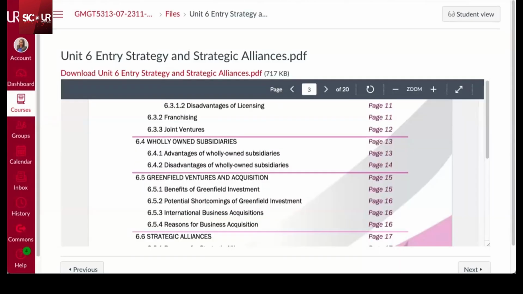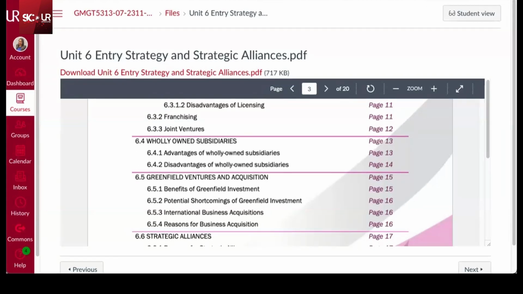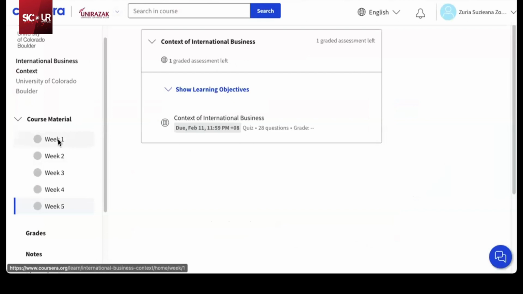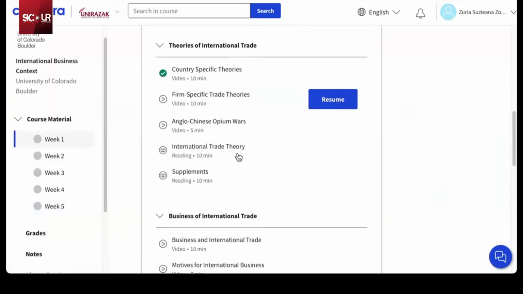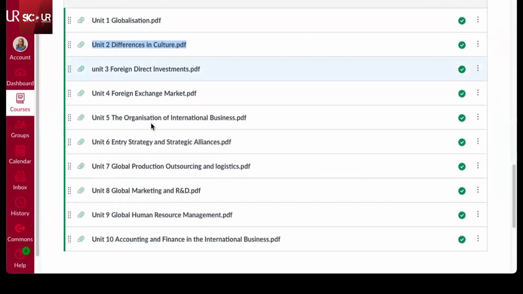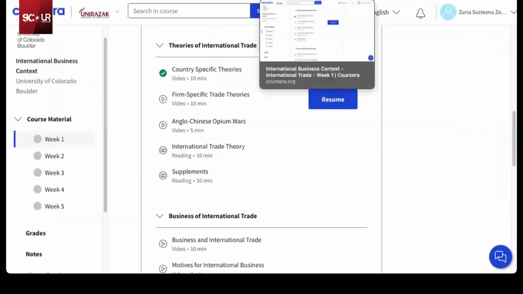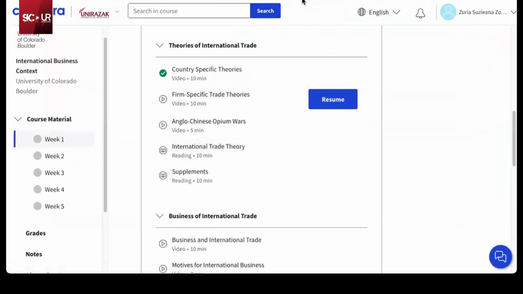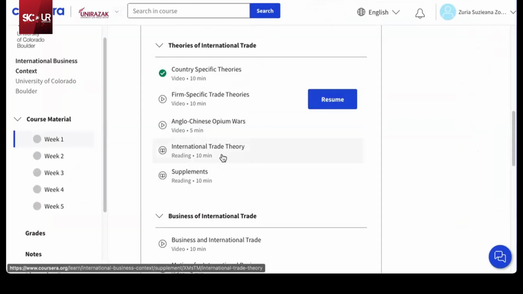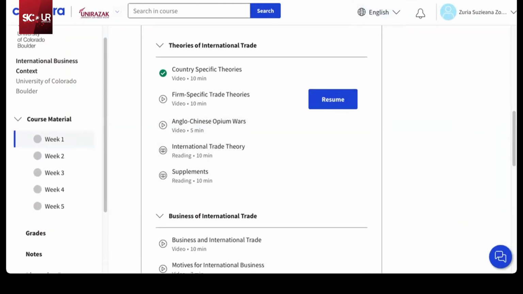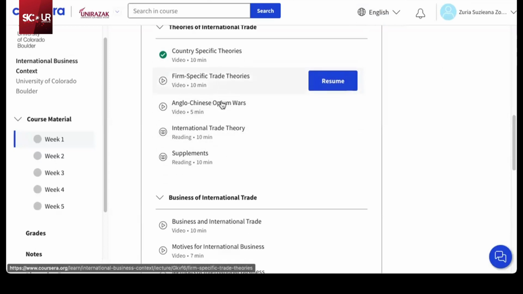Okay, so we continue. Next we are going to take a look at the theories of international trade, which I don't have here. But worry not, we have reading here. There are notes for you to read here. Like I've mentioned earlier, I'm going to give you time to go off earlier so that you can read all this, and then watch the video only for 10 minutes, in total like 25 minutes.